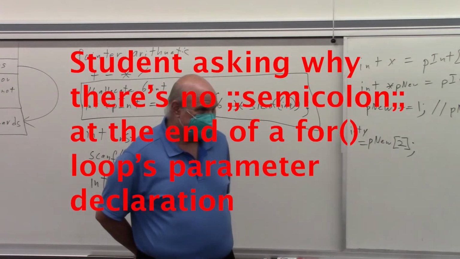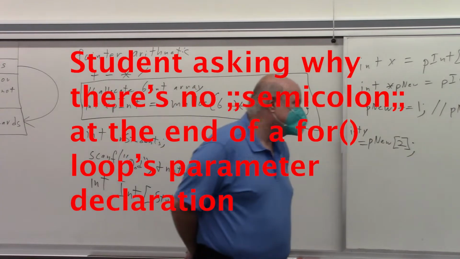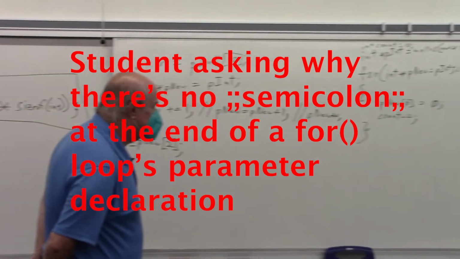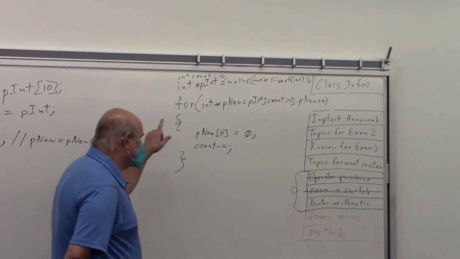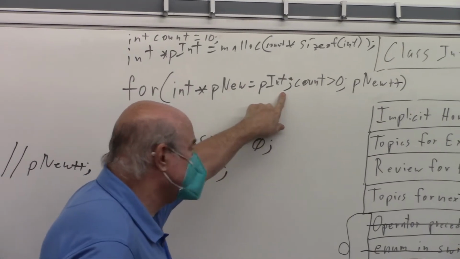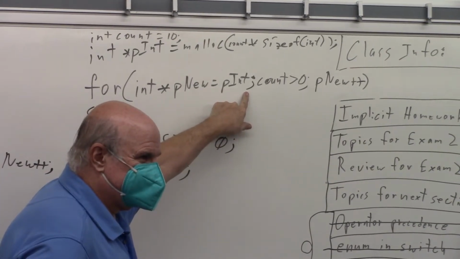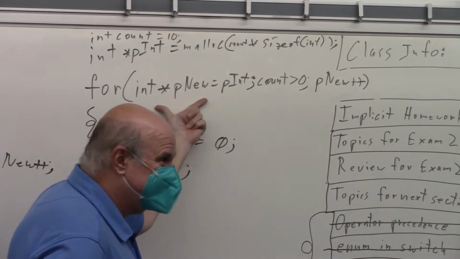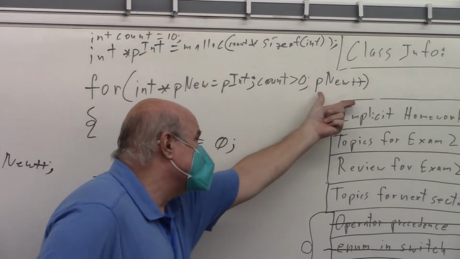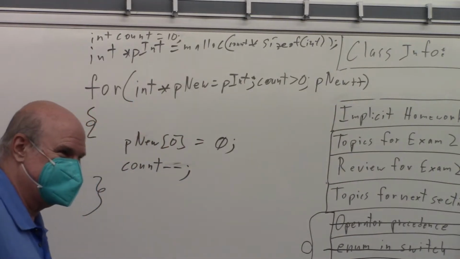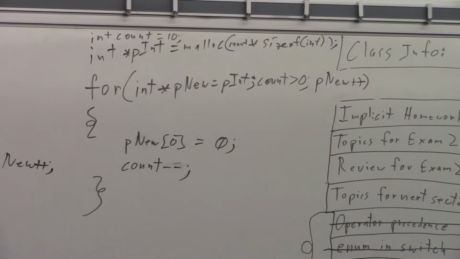Sir? Why are there semicolons between p, count, as well as semicolon where, and different here on top? Yeah. Syntax of a for statement. Sorry. Syntax of a for statement. Initialization, condition, and typically increment or decrement. That's the syntax of a for statement. Implicit homework. Look it up carefully.